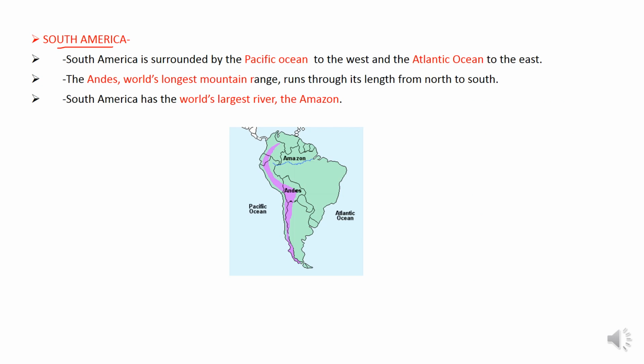South America. South America is surrounded by Pacific Ocean to the west and Atlantic Ocean to the east. The Andes, world's longest mountain range, runs through its length from north to south. South America has the world's largest river, the Amazon.